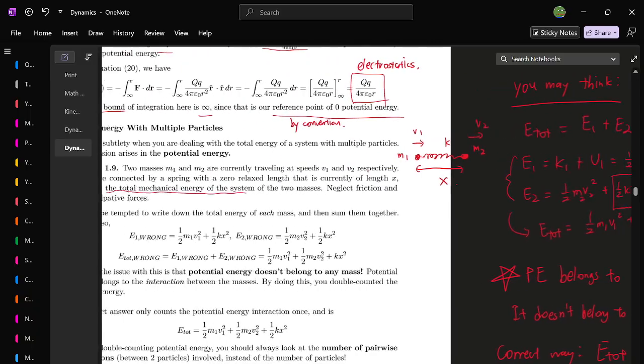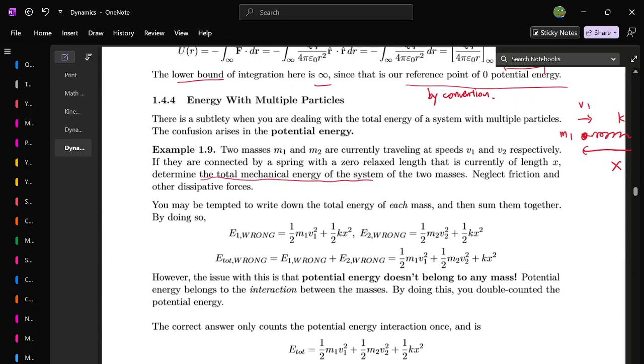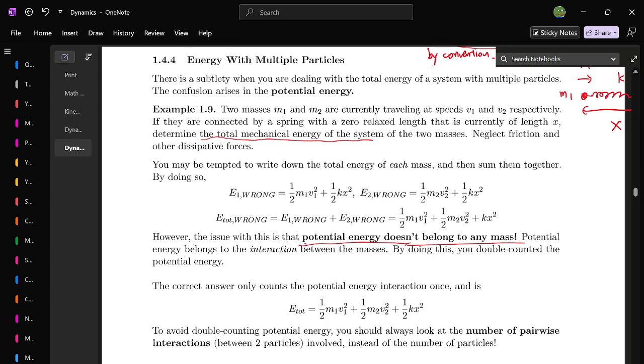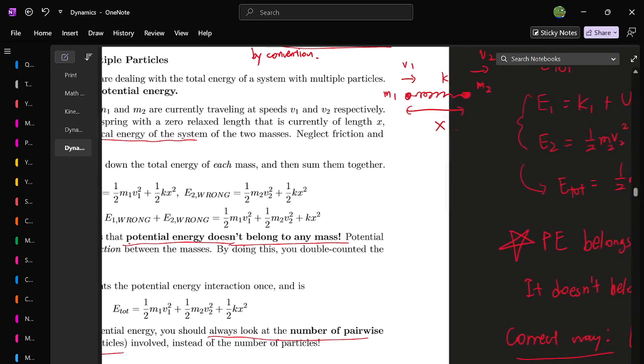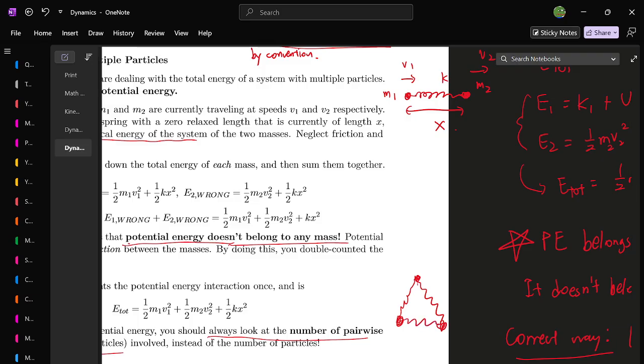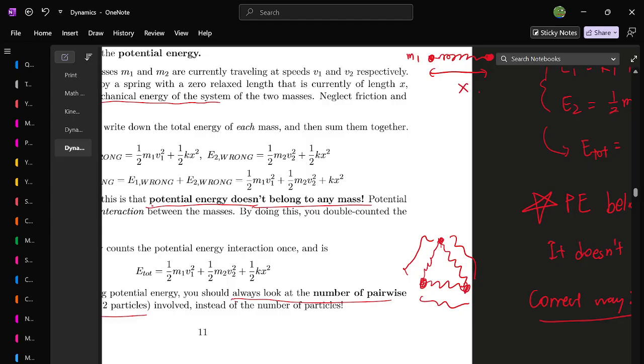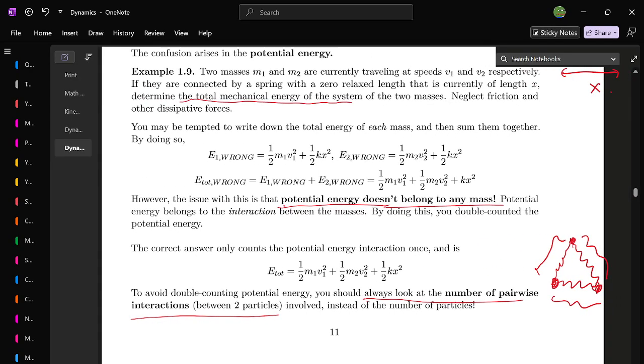So this example was kind of simple, but it shows you a small subtlety that you might be confused with. Here, potential energy doesn't belong to any mass, and you should not double count potential energy. One trick to do that is to always look at the number of pairwise interactions between two particles involved. So let's say you had instead three particles. Then instead of finding E1, E2, E3, which is wrong, you want to consider this interaction, this interaction, and this interaction, and then you add up the potential energies of each interaction to find the total mechanical energy. So don't look at the number of particles, look at the number of interactions.